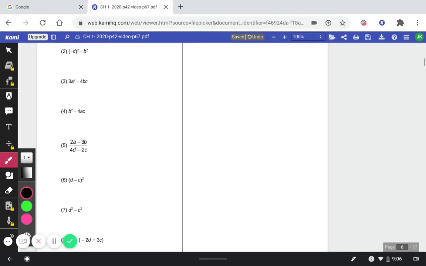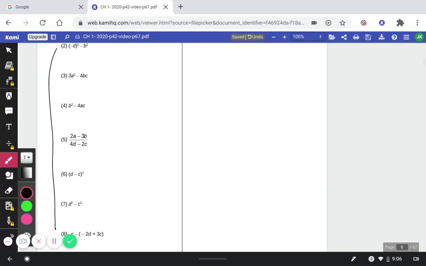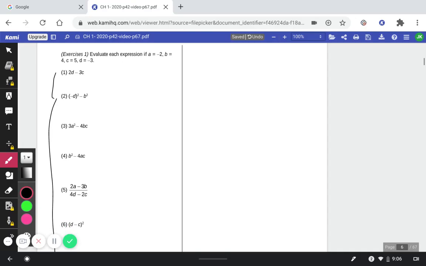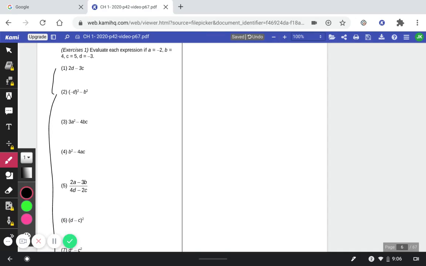So now it is time to pause the video and do the exercise. Everybody pause the video, do these exercises, and check your answer with the answer key at the bottom of this section. Pause the video, please.